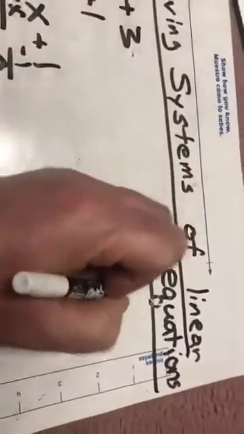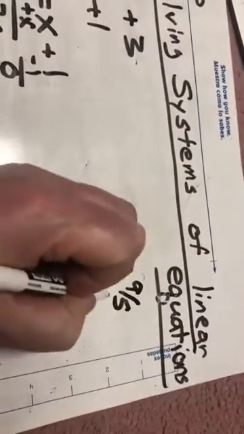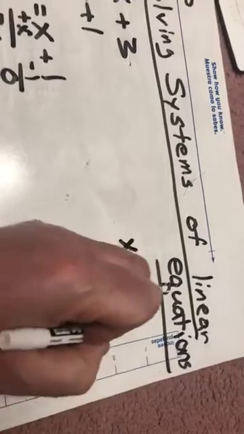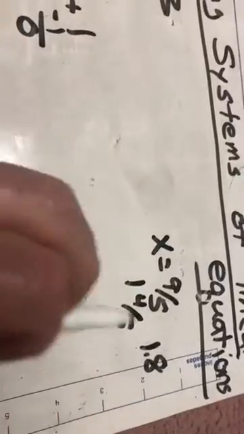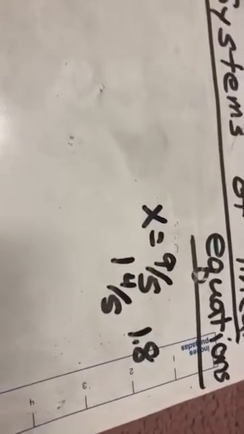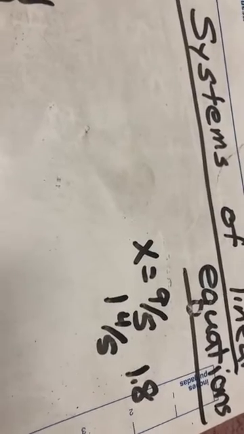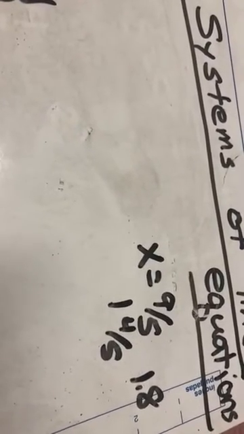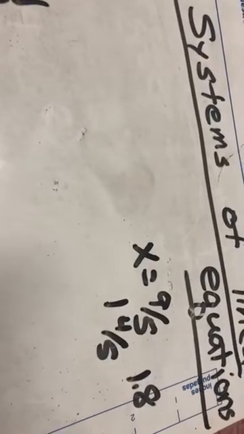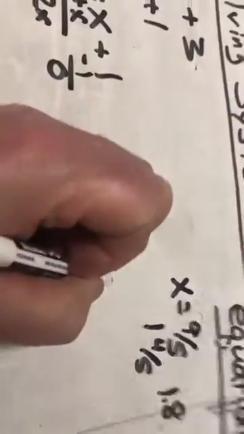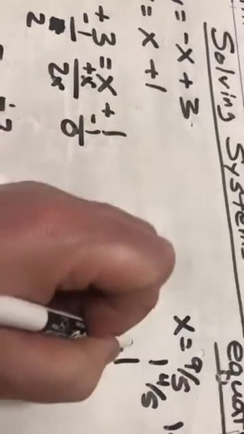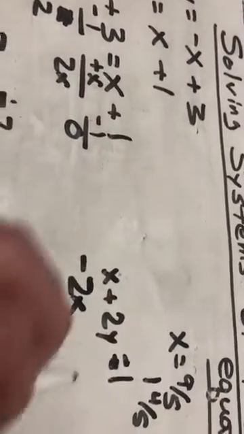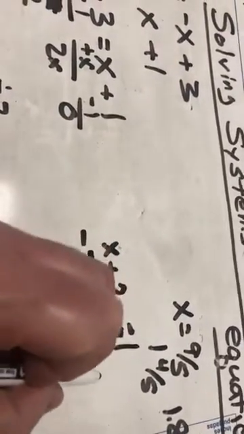Okay, but we have x equals 9 over 5, could be 1 and 4/5, could be 1.8. Any of those options will work. Those are all just 3 different ways of writing the exact same number. So we want to remember our original equations, which were x plus 2y equals 1 and negative 2x plus y equals negative 4.